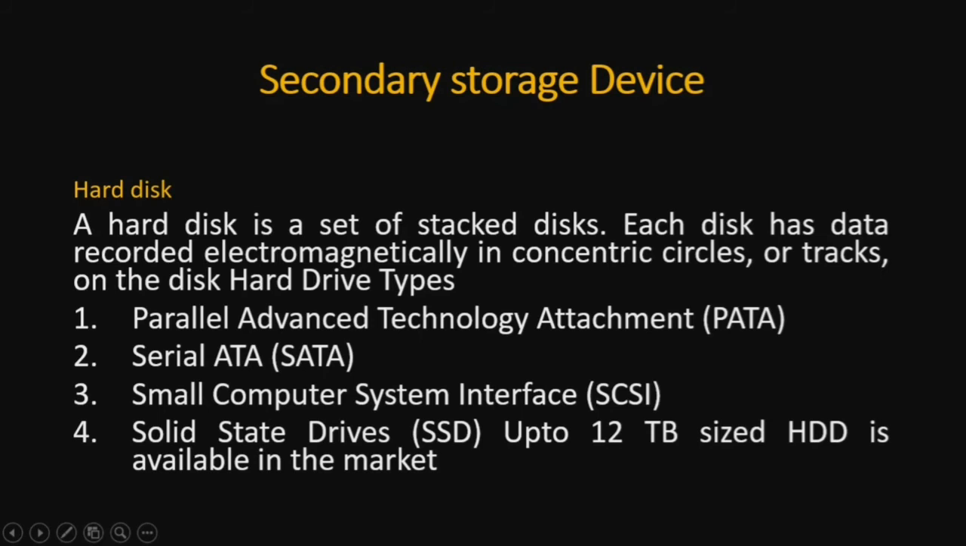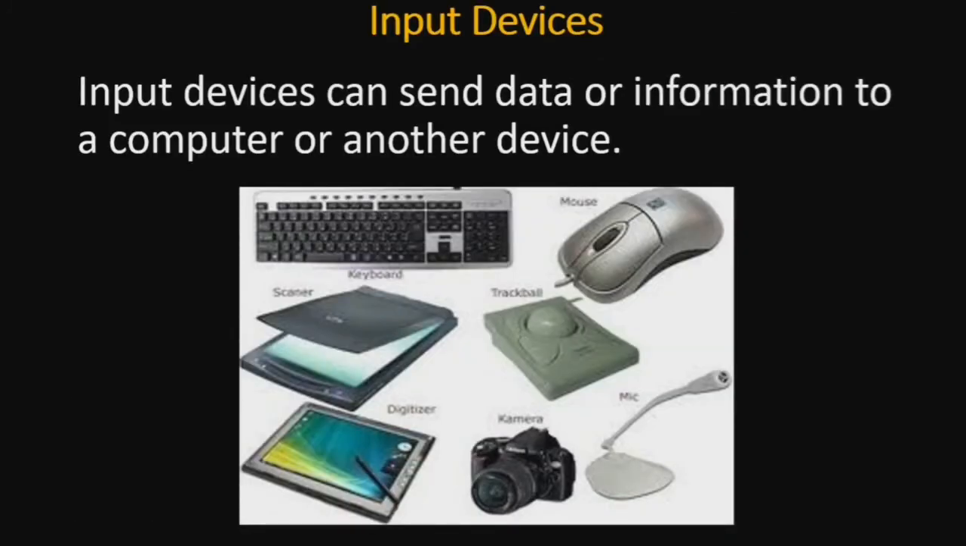So the hard disk is a set of stacked disks. You might be familiar with that. When we open the CPU, or in your system itself, when you are dealing with basic repairing and all, you can see the hard disk. So it is a stacked disk. Each disk has data recorded electromagnetically in concentric circles. So different types of secondary storage devices are also included. You just go through the names. That's all. Then I told you about examples we are all familiar with.